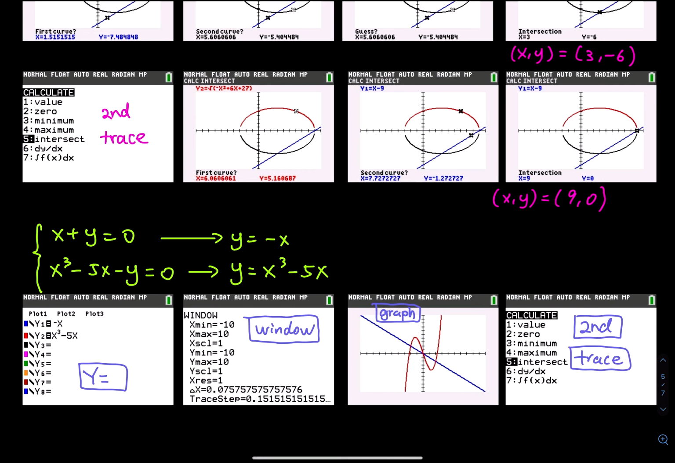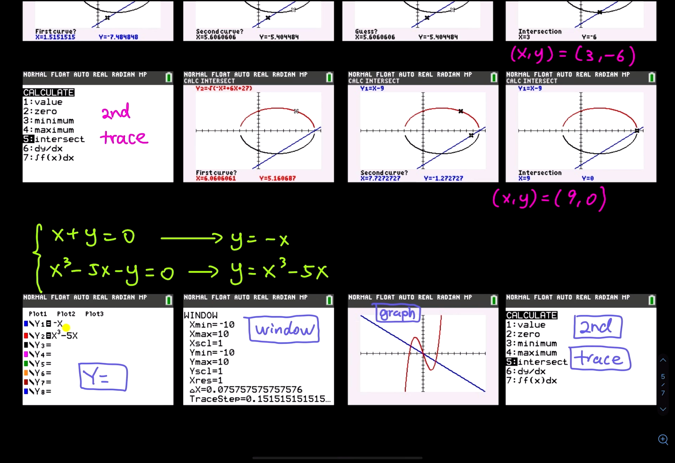The next system that I have is x plus y equals 0, and then x to the third minus 5x minus y equals 0. So we have y equals negative x. Remember, this is a graphing calculator. On a TI-84 Plus, you have to write y in terms of x. The other one, I will just move the y to the other side, and then on the other side, I have x to the third minus 5x. Go to Y equals, plot both.